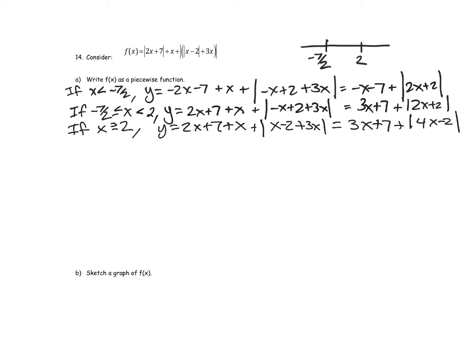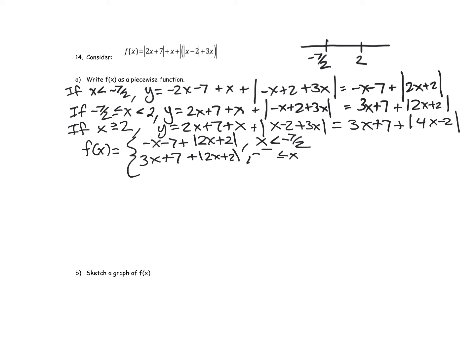Okay, so my first stage for my piecewise function, let me write it out just so we can see it, is negative x minus 7 plus the absolute value of 2x plus 2. And this is for x less than negative 7 halves. The second piece is 3x plus 7 plus absolute value of 2x plus 2 for x between negative 7 halves and 2. And then for x greater than or equal to 2, I've got 3x plus 7 plus the absolute value of 4x minus 2.